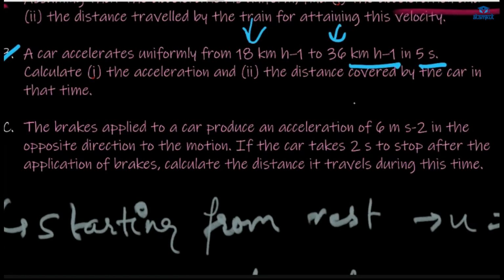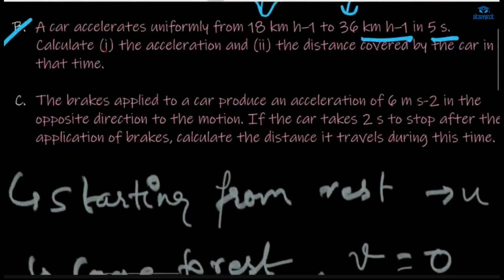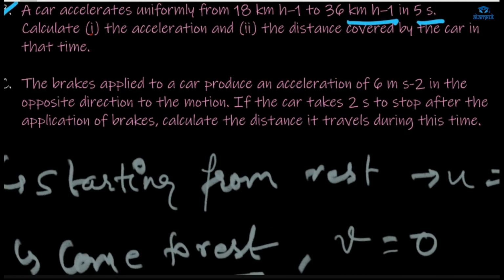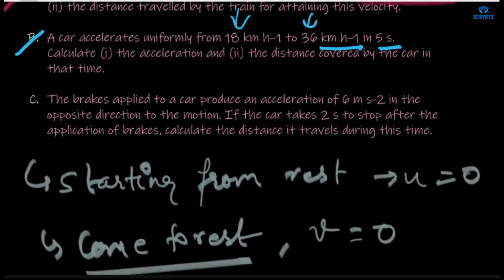So just converting this 36 km per hour into meter per second, 18 km into meter per second, and then we can easily find by the formula v minus u upon t. Okay. Third question: the brakes applied to a car produce an acceleration of 6 meter per second square in the opposite direction to the motion. This question is again of second and third equation of motion.